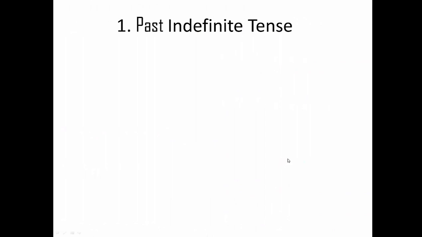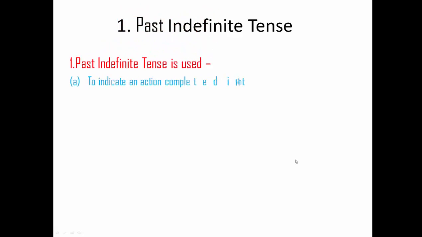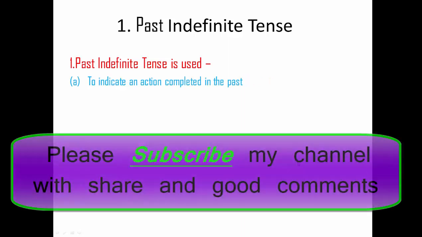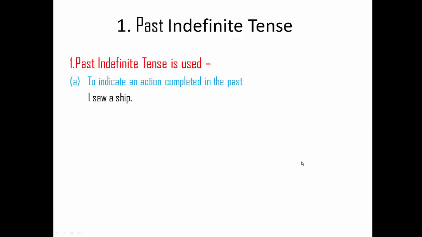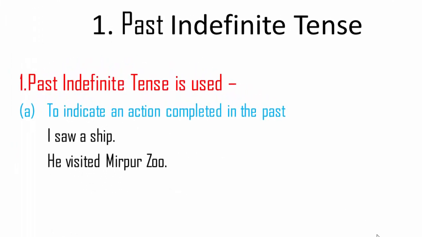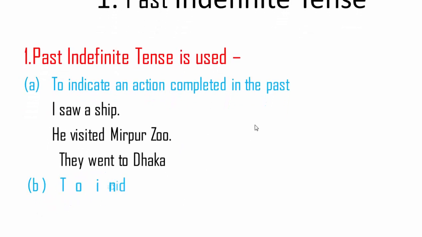Past indefinite tense. Past indefinite tense is used to indicate an action completed in the past, not now. As for example, I saw a sheep. Example, he visited Mirpur Zoo. This action was held in the past. This is past indefinite tense. They went to Dhaka is an example of past indefinite tense.